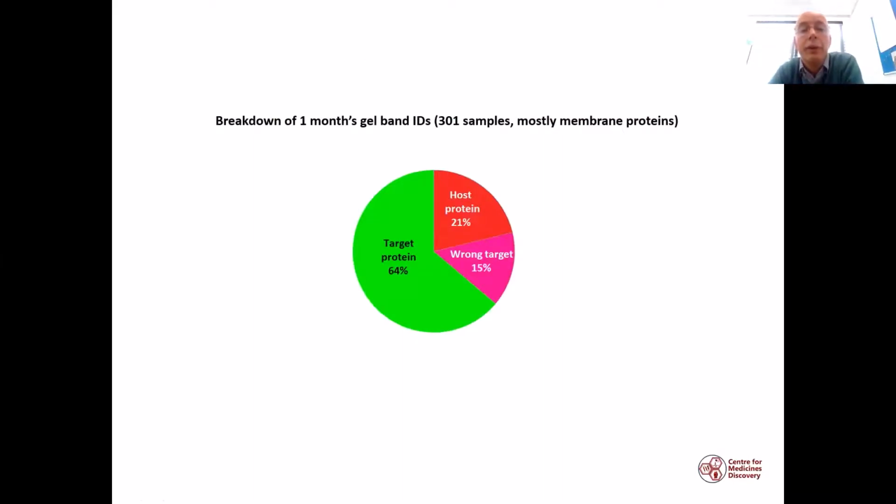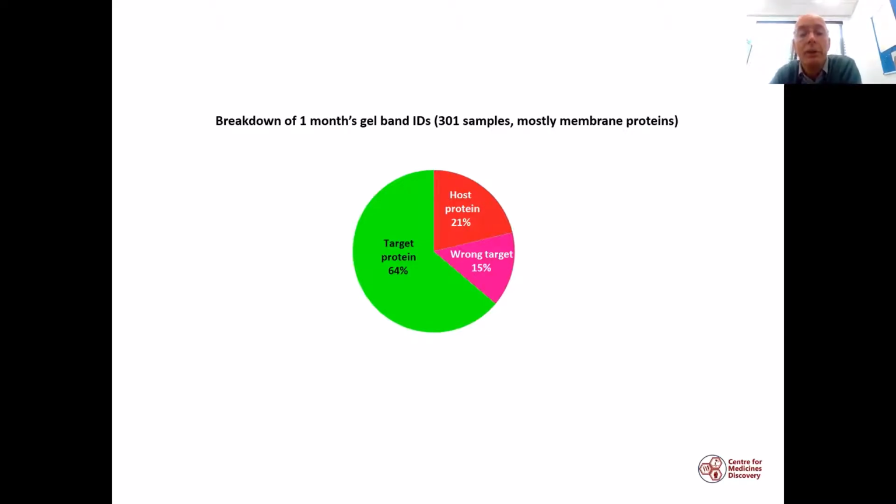Here in CMD, we do lots of in-gel digest analyses. This is typical. So this is a month's worth of samples. It's over 300 samples. Most of them are membrane proteins. And as you can see from this analysis, only about two-thirds of them are the correct target protein. About a quarter of them are host protein. That's what you would expect. And a certain proportion are actually the wrong target. I wouldn't be surprised by that.